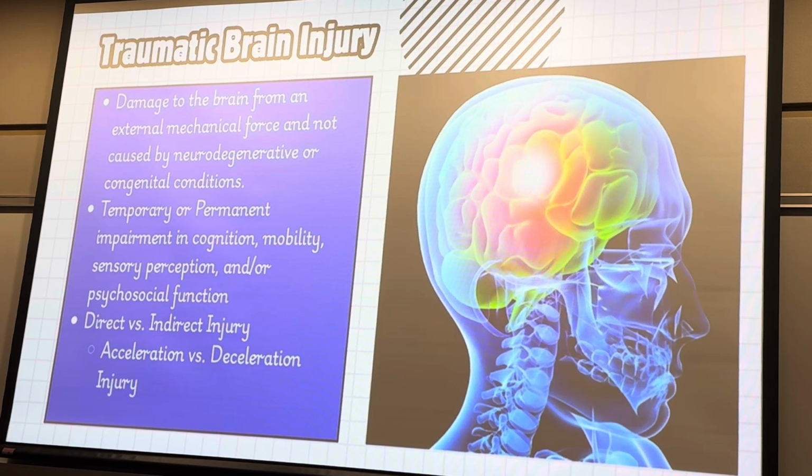Things like changes in LOC, sensory perception issues, mobility issues, very similar to your spinal cord injuries in a lot of ways. Direct injury, that's how we're going to define it. Either a direct injury or an indirect type of injury. So direct injury is direct impact to the skull. So some type of direct blow to the head. So somebody hits you in the head with a baseball bat. That's a direct blow to the head.